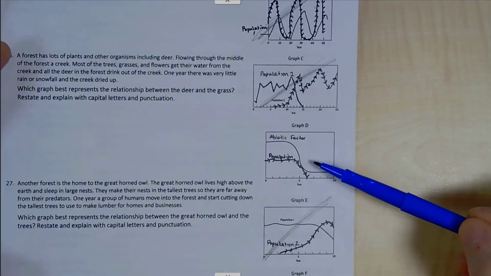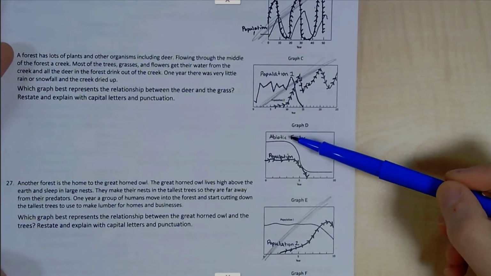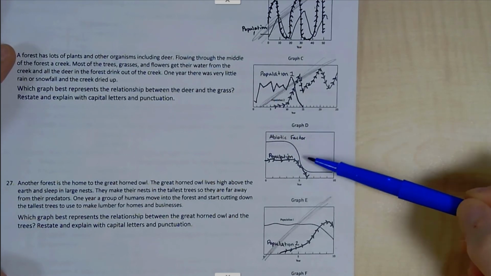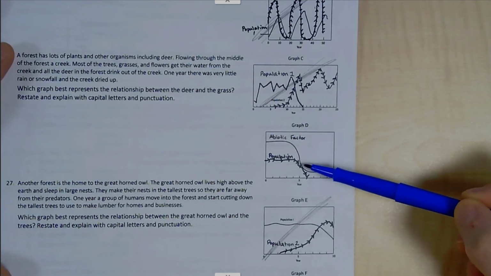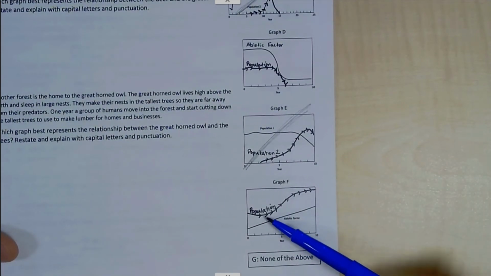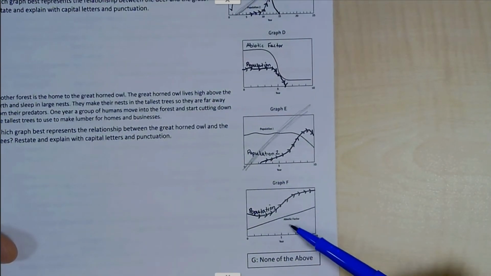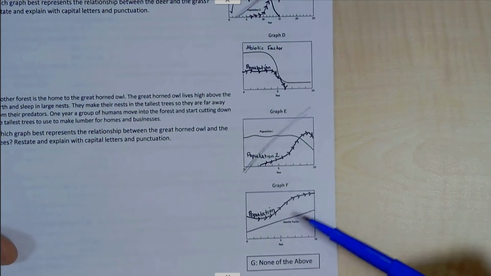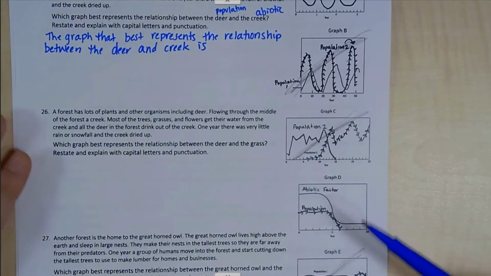Let's look at graph D. Okay, so abiotic would be my water, population would be my deer. So everything's fine, and then all of a sudden the water dries up. Okay, maybe. Let's look at graph F. Population would be increasing, abiotic would be the water. If the water isn't increasing, it's decreasing, so it can't be F. So my correct answer is D.